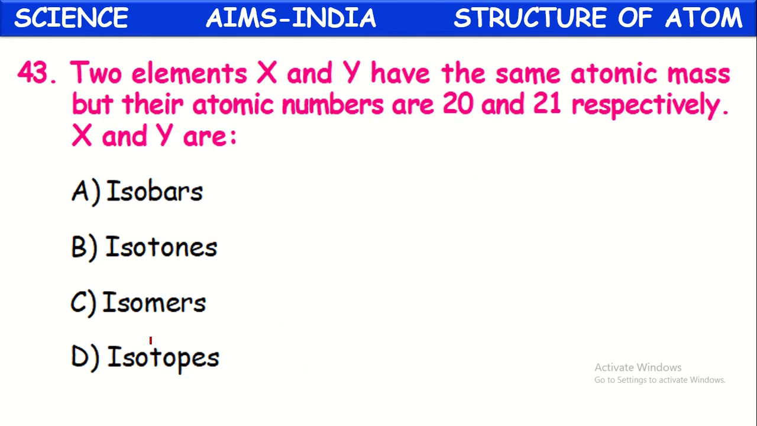Next. Two elements X and Y have the same atomic mass but their atomic numbers are 20 and 21 respectively. Then what are X and Y? See what they have given. They have different atomic numbers but the same mass numbers. Elements with the same mass number are called isobars. They are called isobars.